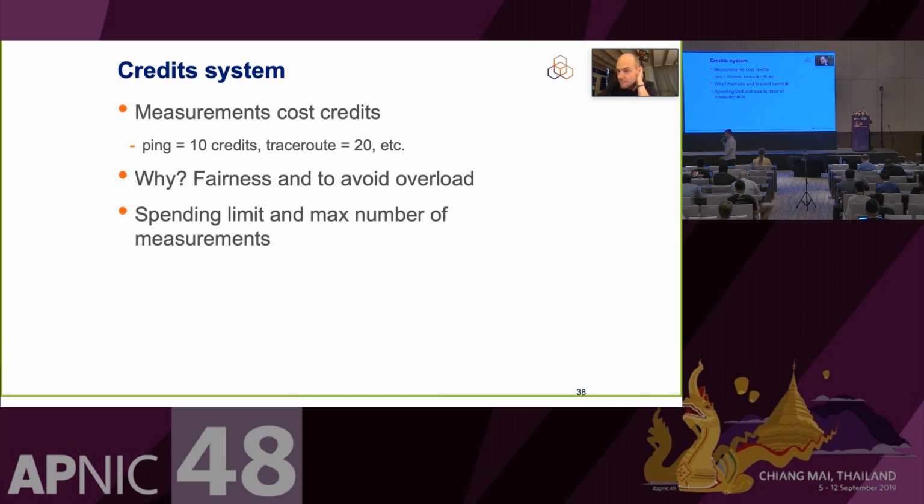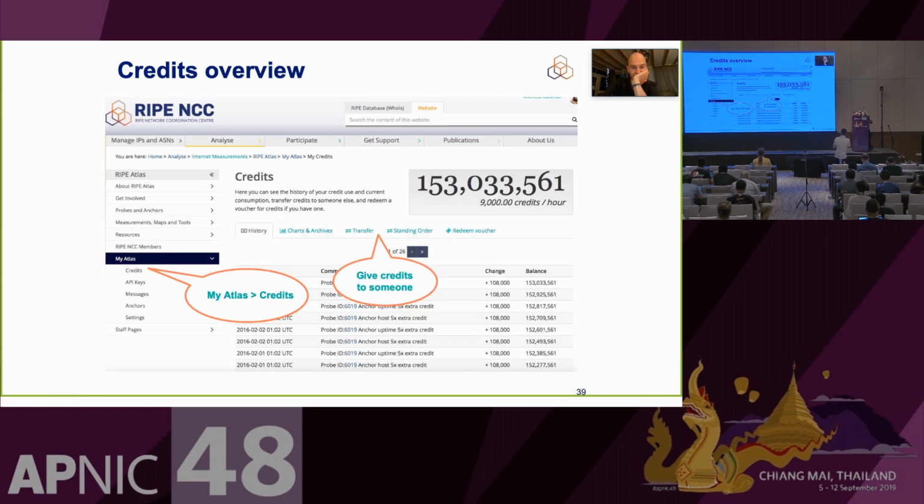Okay. So the reason why we have this credit system is simply to keep it fair. Some measurements are more expensive, of course, and some measurements are less expensive. By the way, when you're going to create a measurement, we have a graph that gives you an estimate of how many credits you would spend if you run it as a one-off or ongoing.